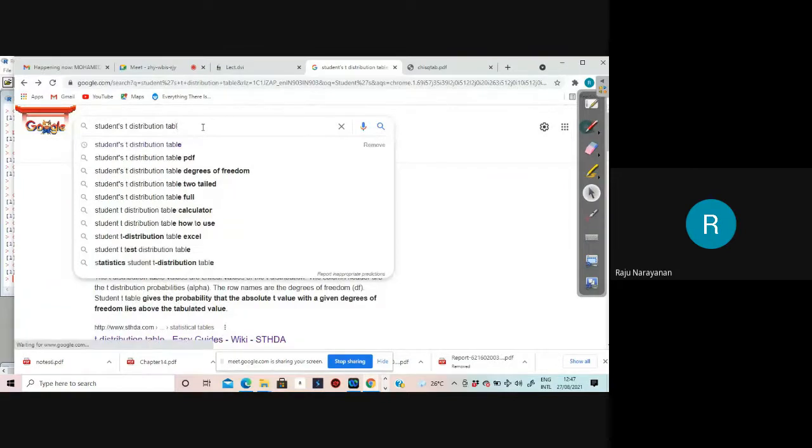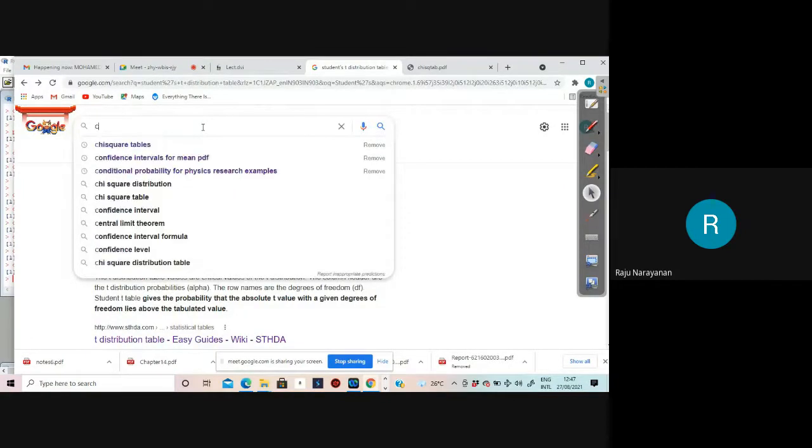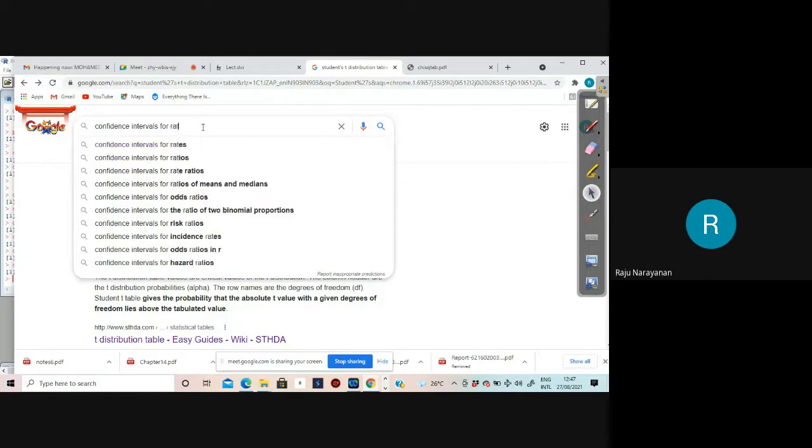Confidence interval. Finished. Confidence intervals for ratio of variances.